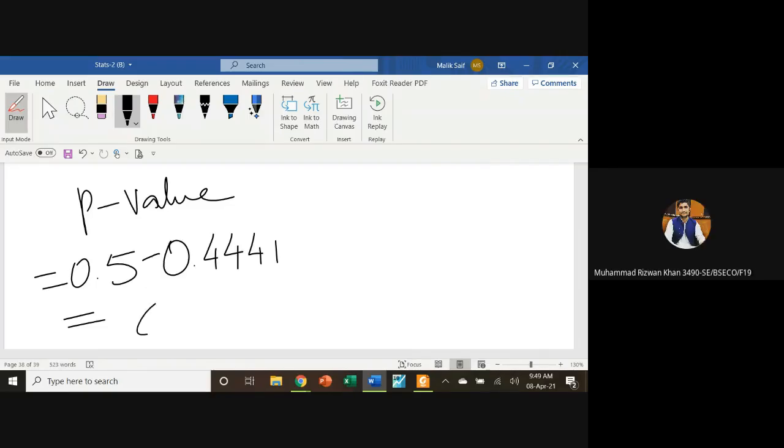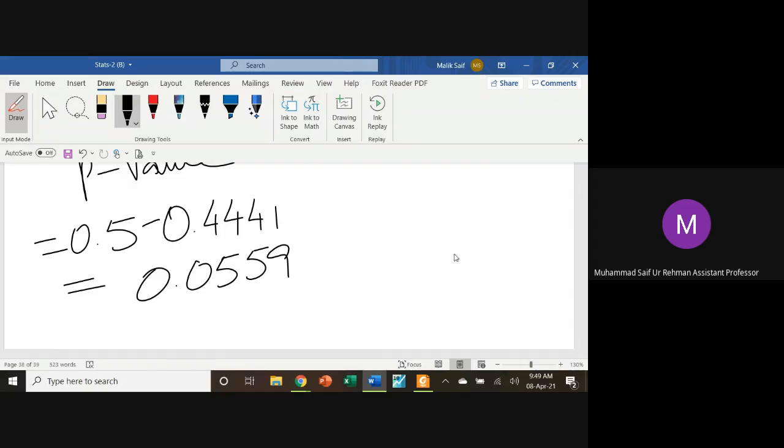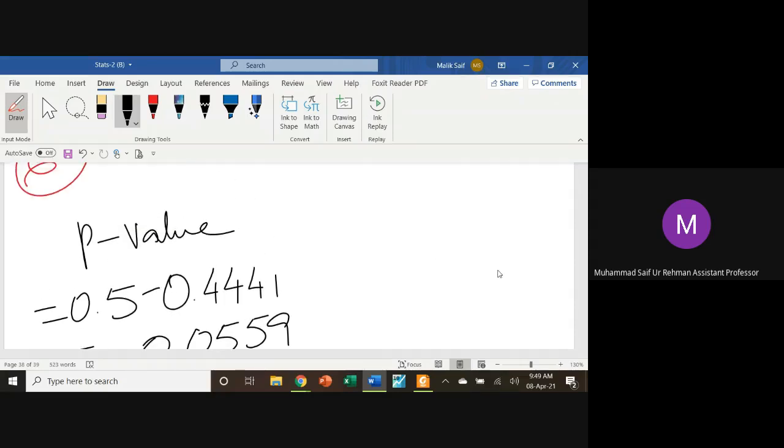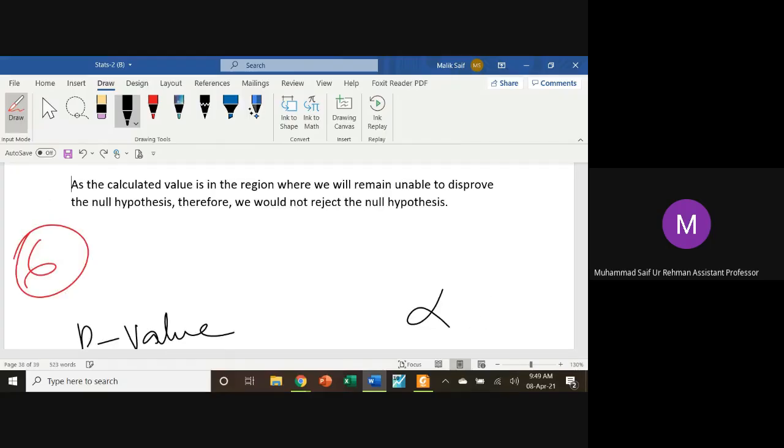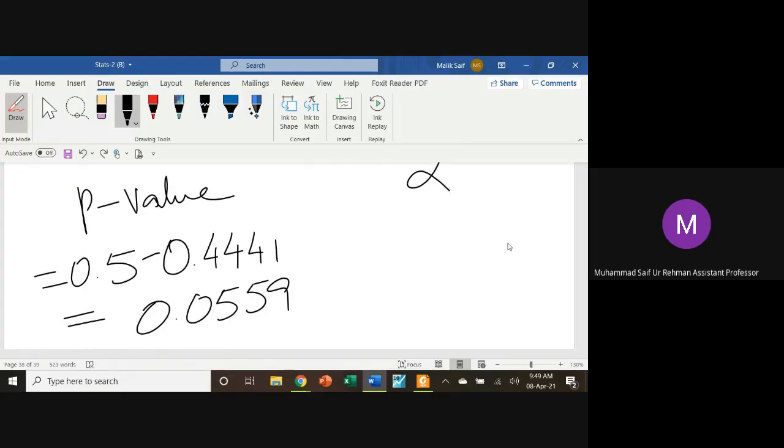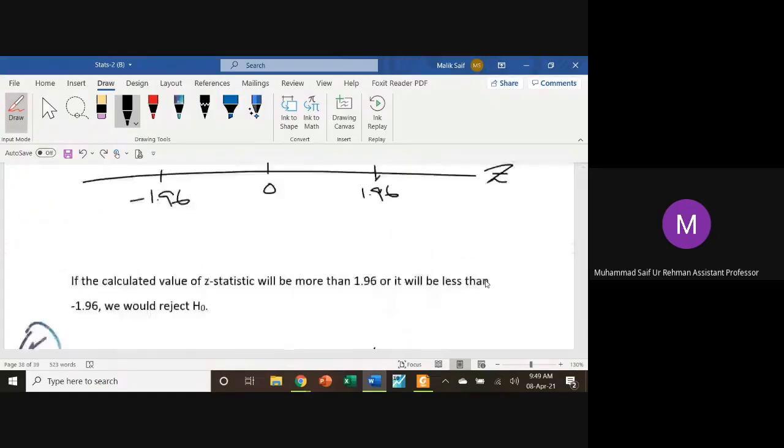0.0559. So this is the probability value. What is this? This is the probability value. And then you have to compare this with alpha. And alpha in this case is basically alpha by 2. Although we are not writing down alpha by 2, we are going to consider it alpha, let's say. But alpha in this case was this value, 0.025.